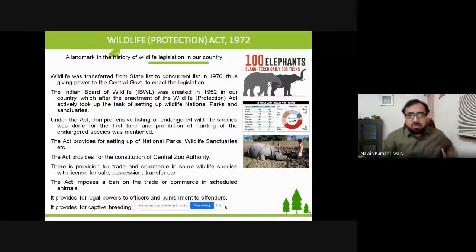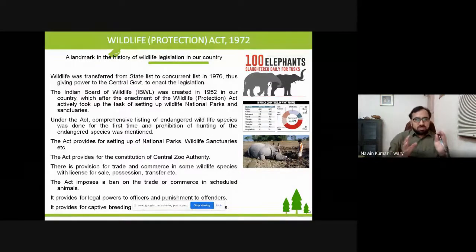So let's look at the Wildlife Protection Act 1972, which is a very strong tool, came in India in 1972. And the first thing that they did is that they transferred wildlife from the state list to the concurrent list. And we had this Indian Board for Wildlife, IBWL, which was created in 1952. And this board was given the task of setting up wildlife sanctuaries and national parks and biosphere reserves in India. And this act also provided for the constitution of the Central Zoo Authority.